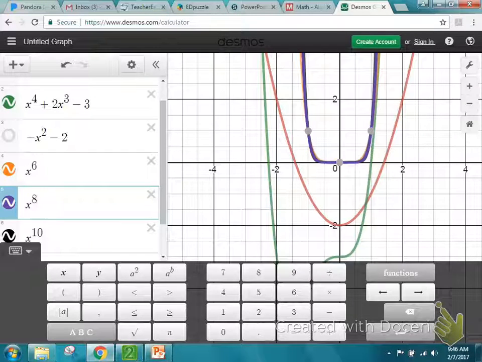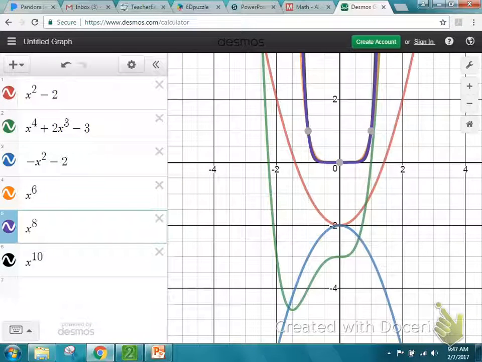Even. Coincidence? I think not. Exactly. If you have even degree, the ends will point the same direction. Okay? Now, let's turn this blue one back on. Boop. Why is everybody else pointing up and blue pointing down?